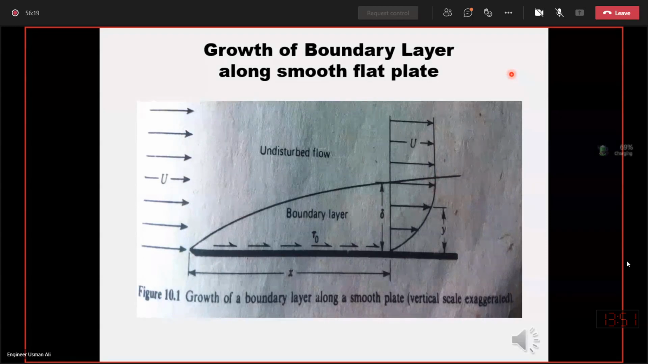So in this diagram, if you see, a smooth flat plate is placed in a fluid which is moving with the velocity u, undisturbed velocity u. This plate has length L. This plate has a leading edge, and at the leading edge we have this sharp edge. And why has this sharp edge been provided at the leading edge of the smooth flat plate? To have the smooth or undisturbed entry of the fluid to the plate. That's why this has been provided, so that when the fluid enters the plate, it has smooth, undisturbed entry to the plate.